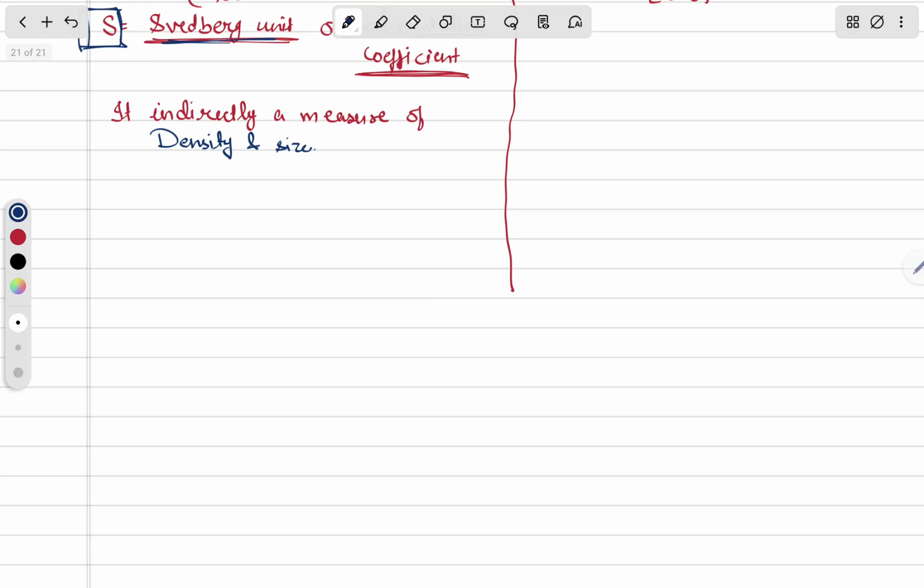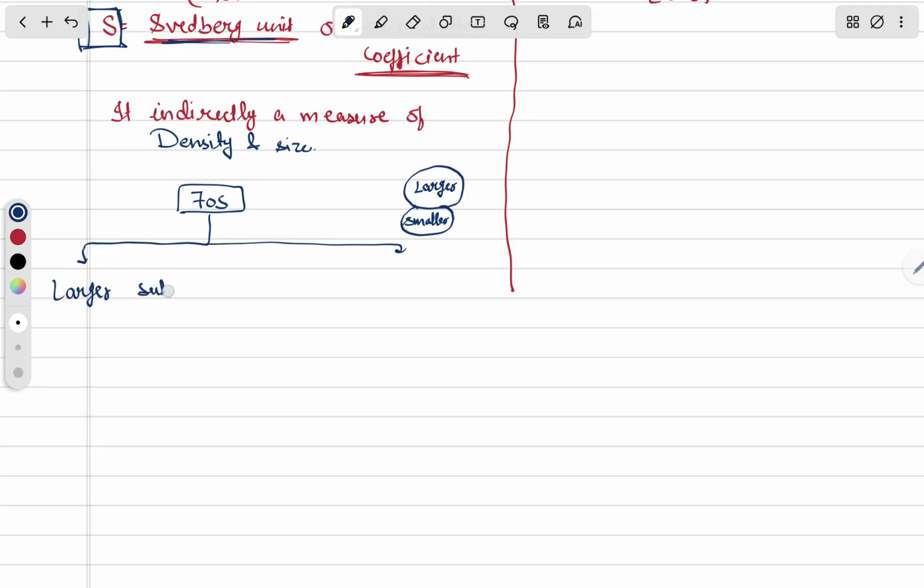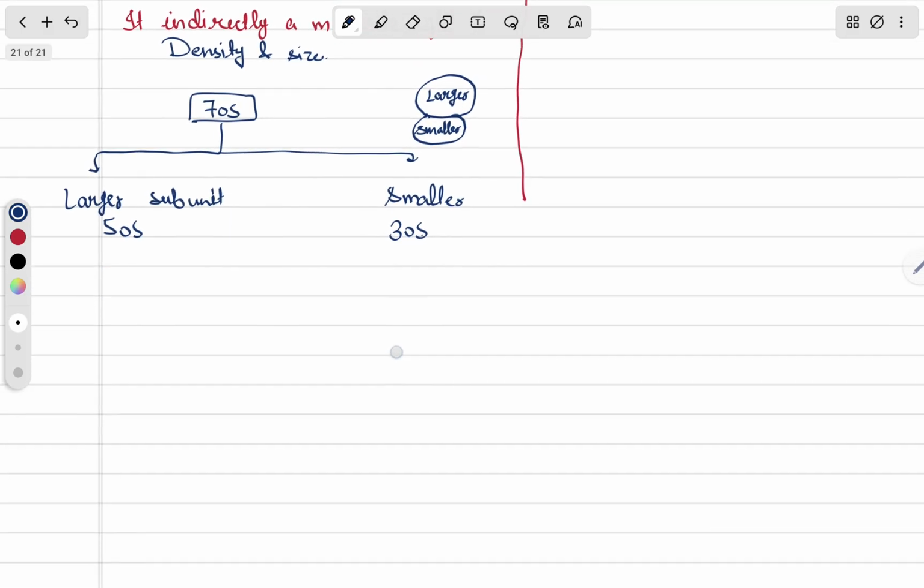So we talk about the 80S type of ribosome. Ribosome has two subunits. Suppose this is the larger subunit and this one is the smaller subunit. So in the 70S type of ribosome, the larger subunit is 50S and the smaller subunit is 30S. Together they form the 70S ribosome.